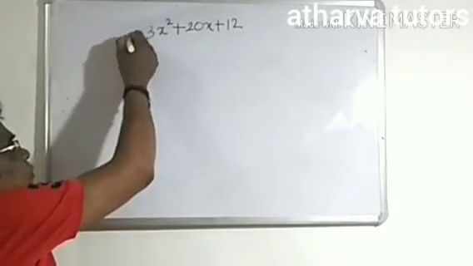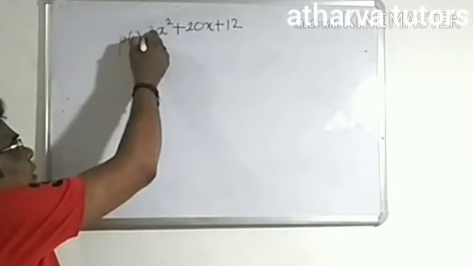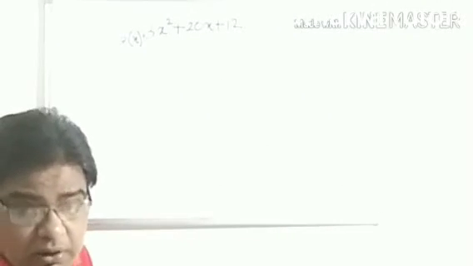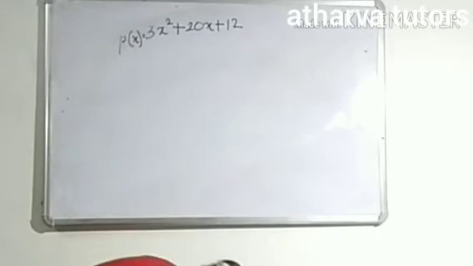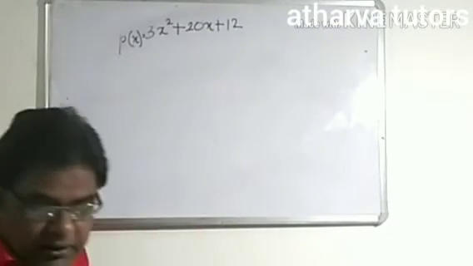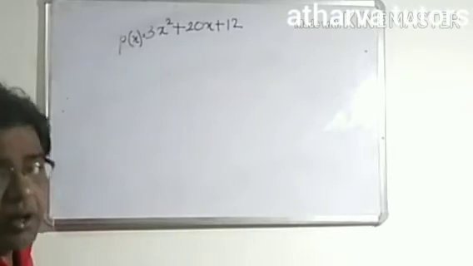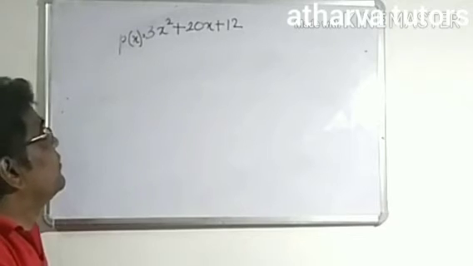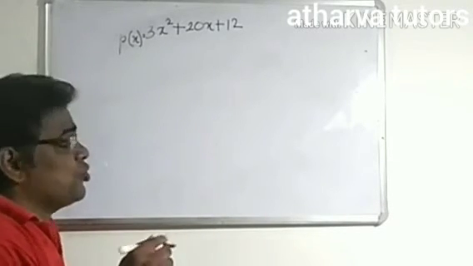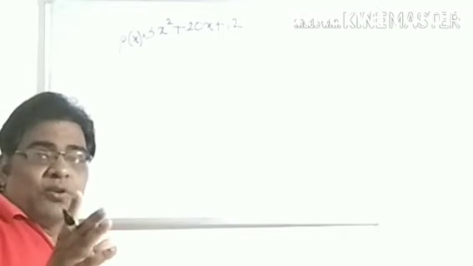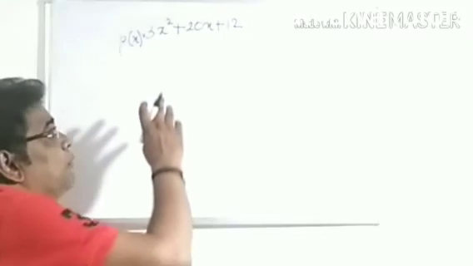This is the polynomial given to you, and you have to first find the zeros of this polynomial. Now understand it properly. One question is asked every year in the examination, so you have to be very perfect with this. In this, first of all, you have to find the zeros of the quadratic polynomial. For that, you have to factorize.